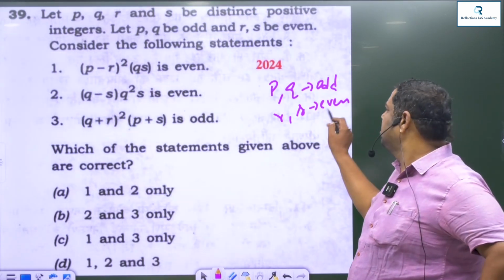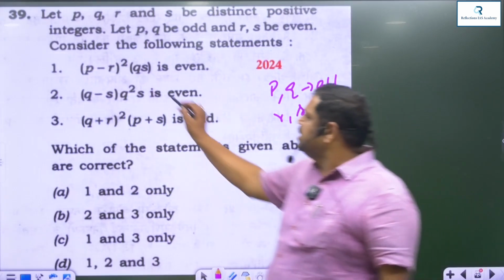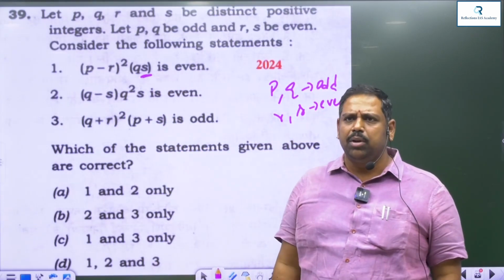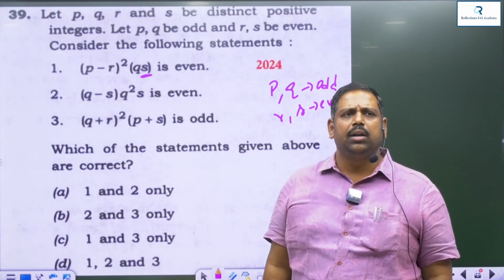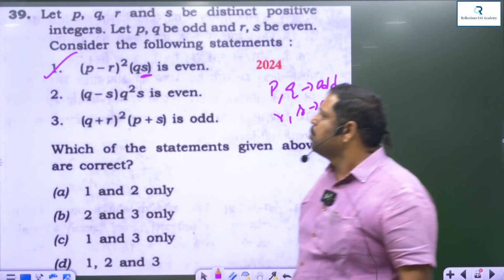Why? Because S is an even. Even number means it's a multiple of 2. S is multiplied here, right? Means with the 2 you are multiplying, right? The total number will be even or odd? Definitely even only, right? So can I say the first one is valid? Yes. What about the second one?